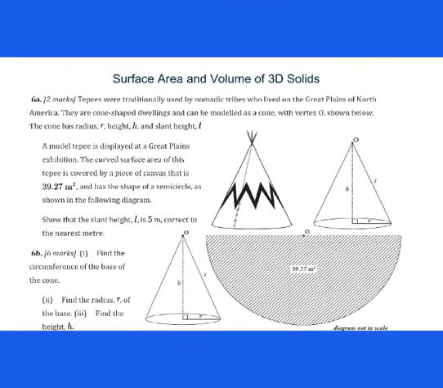This video is about surface area and volume of 3D solids. Let's go to 6a. Teepees were traditionally used by nomadic tribes who lived on the Great Plains of North America. They are cone-shaped dwellings and can be modeled as a cone with a vertex O, shown below. The cone has radius r, height h, and slant height l.